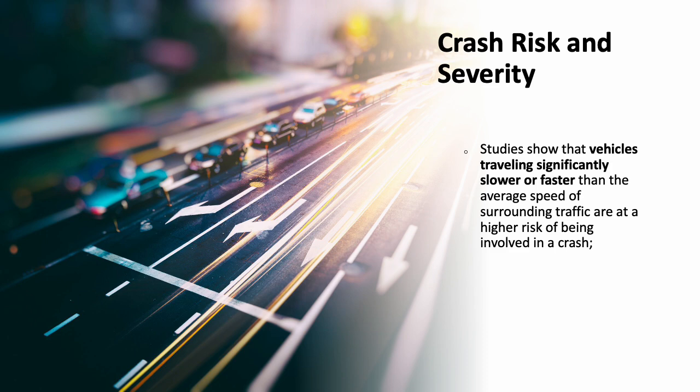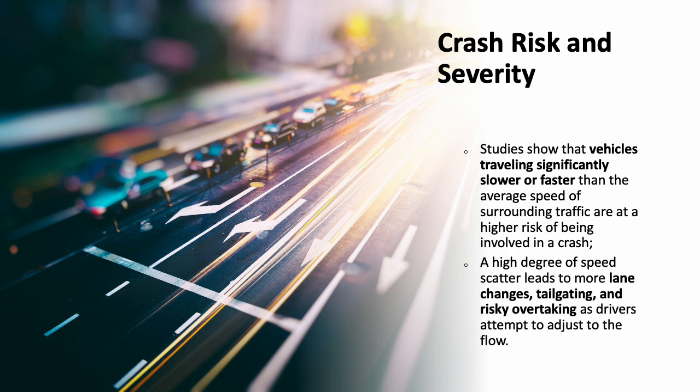Studies show that vehicles travelling significantly slower or faster than the average speed of surrounding traffic are at a higher risk of being involved in a crash. A high degree of speed scatter leads to more lane changes, tailgating, and risky overtaking as drivers attempt to adjust to the flow.